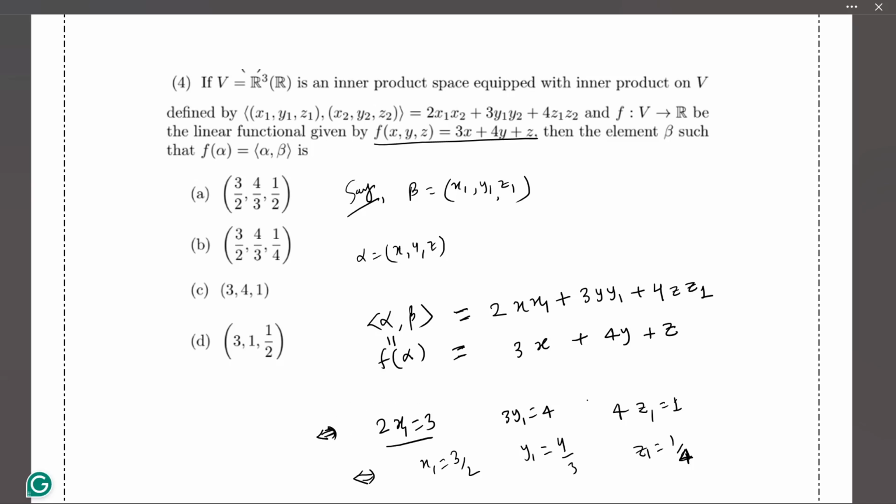Now this will imply the next step. But now remember beta is unique. This beta is working. This is what we are requiring. Okay. We got one beta which satisfies this equality condition. And because such a beta is unique, which represents f, that is why this is the unique choice we have. So we got 3 by 2 in the first coordinate. So these two are wrong. 4 by 3 in the second coordinate and 1 by 4 in the last. This is correct.